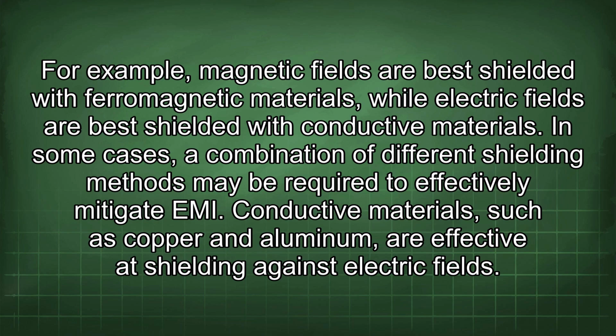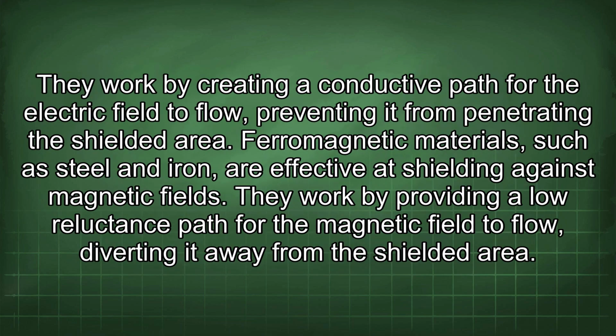Conductive materials, such as copper and aluminum, are effective at shielding against electric fields. They work by creating a conductive path for the electric field to flow, preventing it from penetrating the shielded area. Ferromagnetic materials, such as steel and iron, are effective at shielding against magnetic fields. They work by providing a low-reluctance path for the magnetic field to flow, diverting it away from the shielded area.